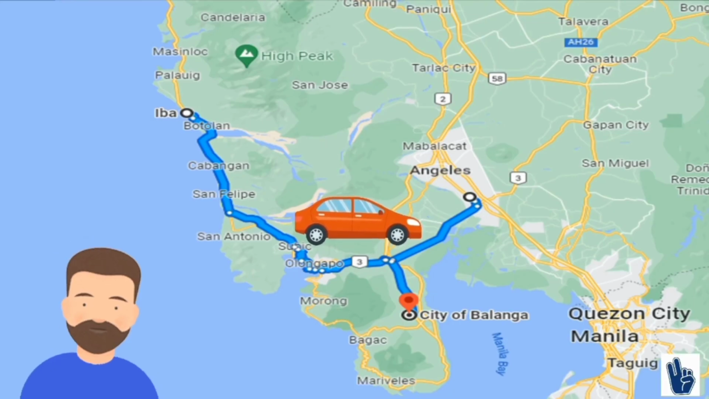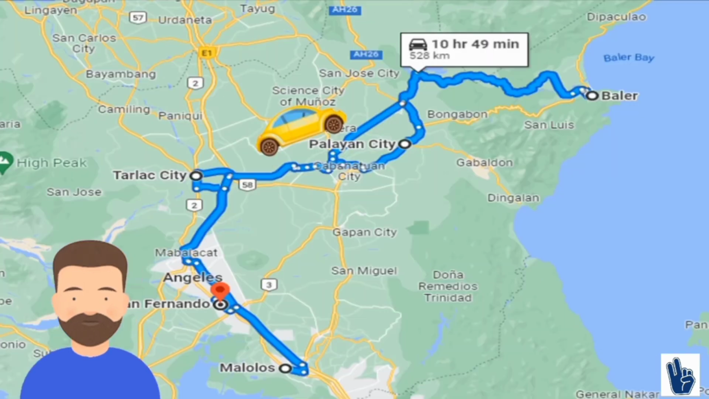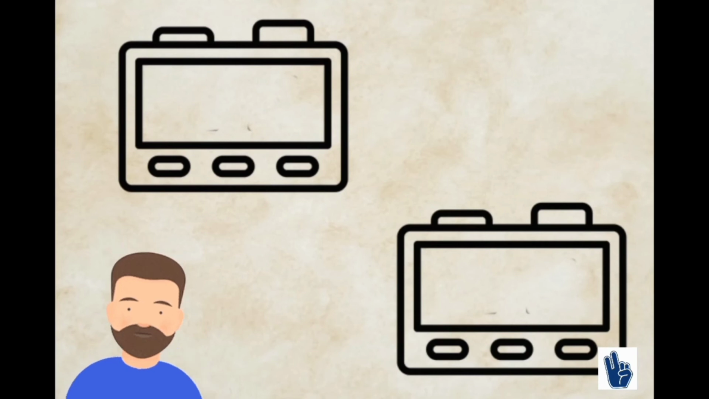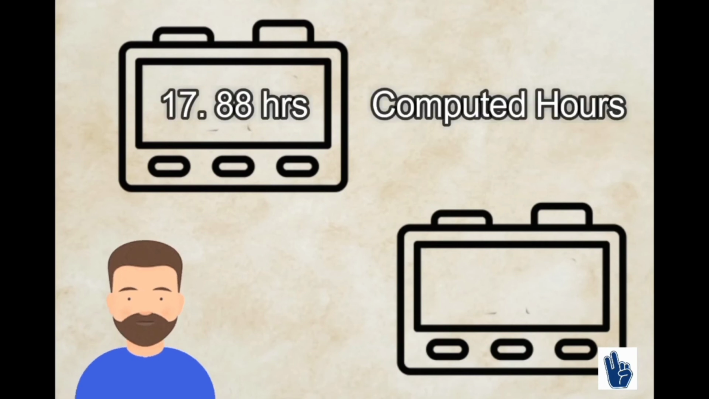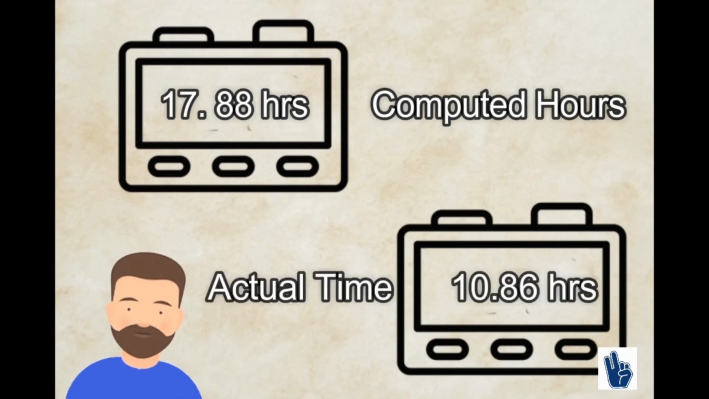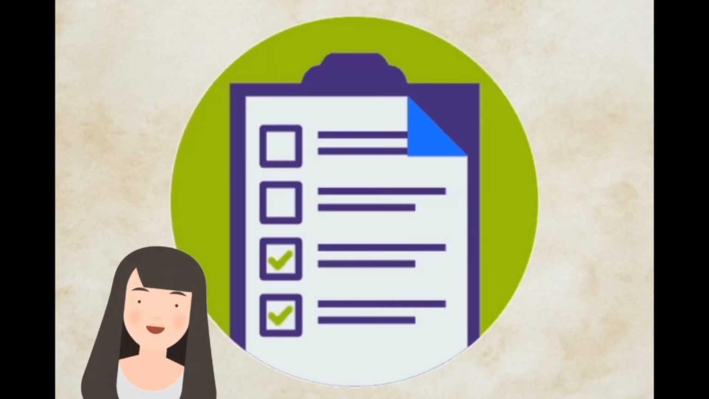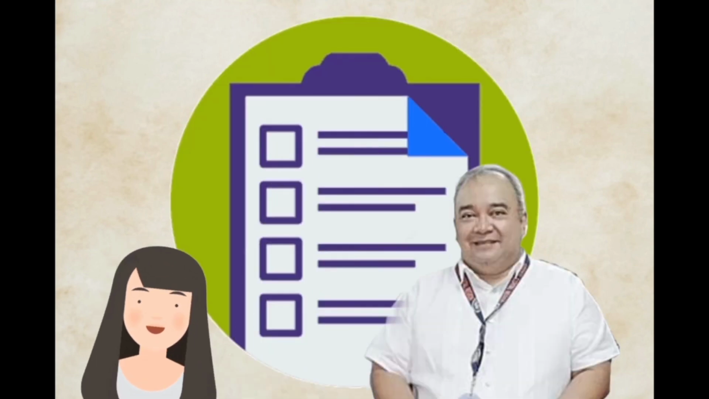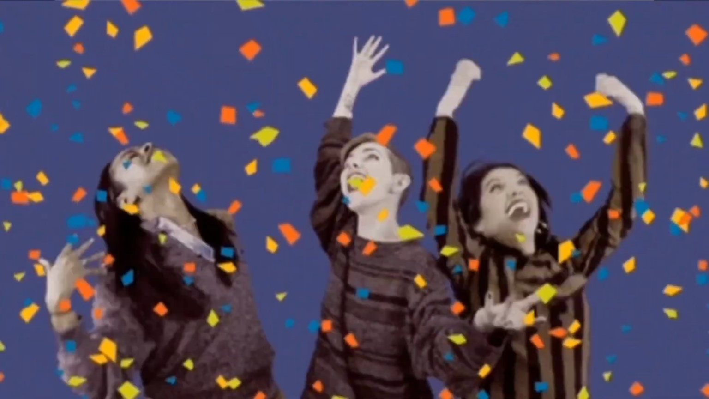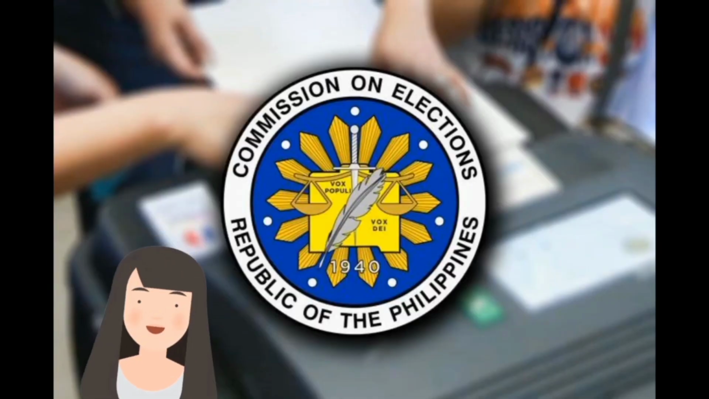Vehicle 1 will traverse Route 1, while Vehicle 2 will journey on Route 2. The weight of the graph will be 17.88 hours, but the actual time needed to deliver the election ballots is around 10.86 hours. Now, the task assigned by Director Surmieda is finally finished, and we'll just wait for approval from Comelec. We've done our job!